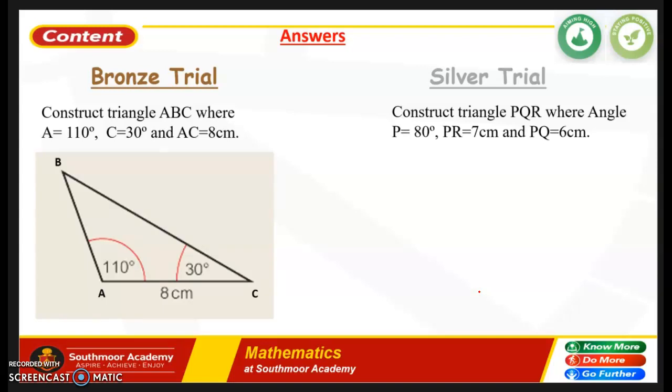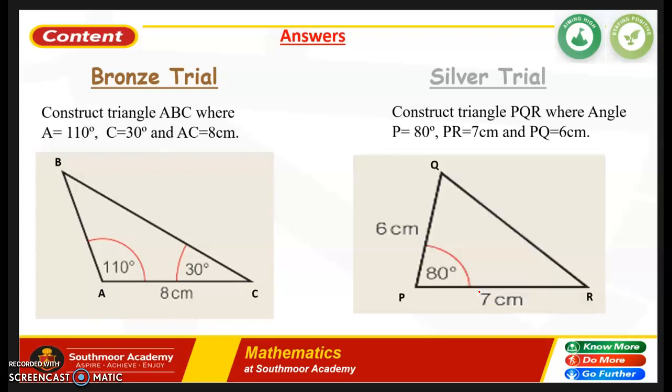So this is how your triangle should look. Make sure you measure your side and your angles. Get the person next to you to accurately measure what you've drawn. And your silver trial should look like this. Again, getting the person next to you to measure your sides and your angle. Okay then. Make sure you correct that with green pen.